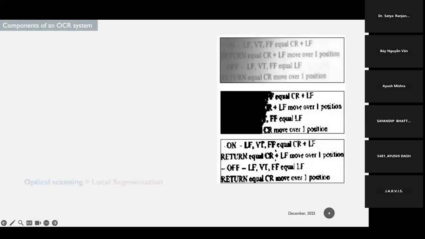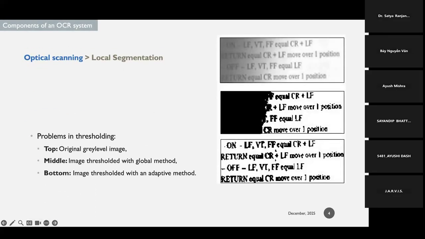So first, we discuss optical scanning, right? This is optical scanning, just an animation for that. We'll go through that swiftly. Through the scanning process, a digital image of the original document is captured.